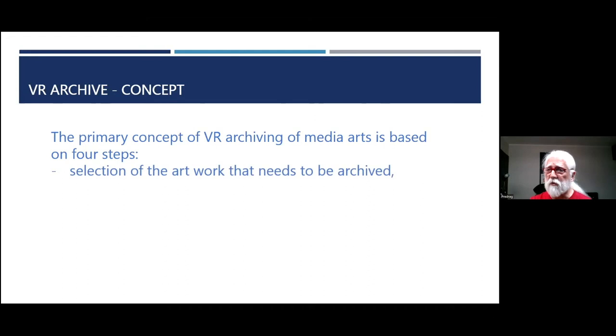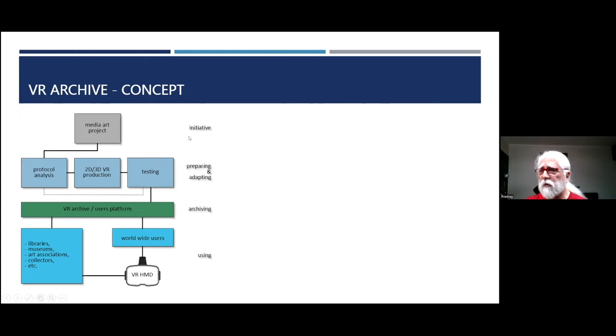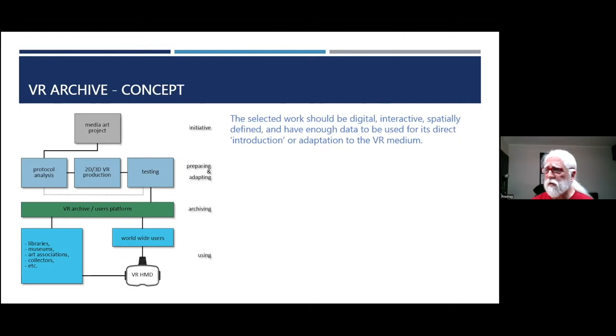The primary concept of VR archiving of media arts is based on four steps. First, selection of the artwork that needs to be archived, preparation and adaptation to VR archiving, and accessibility to users. Here is the scheme of our concept for VR archive of new media art. The selected work should be digital, interactive, spatially defined, and have enough data to be used for its direct introduction or adaptation to VR medium.